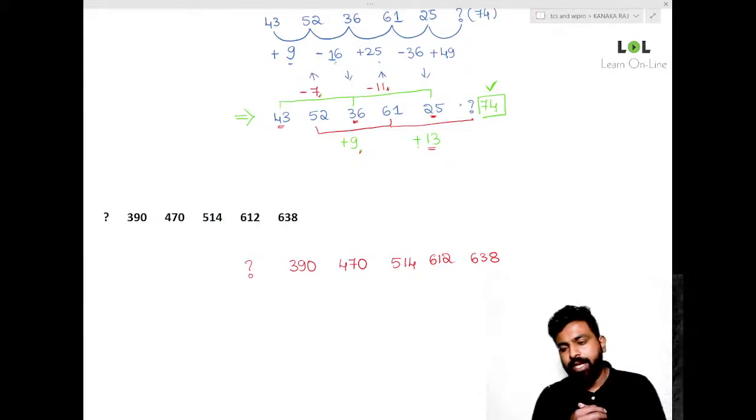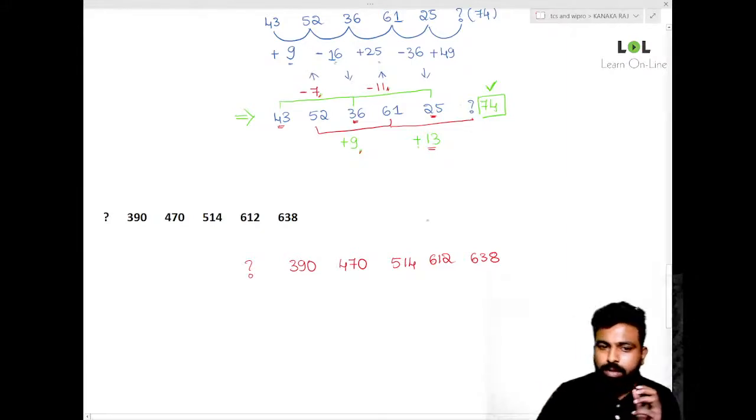Multiples of 18. Yes, the difference is multiples of 18. Now, if you observe this, what is happening? The numbers are slowly decreasing. If I look from my right hand side, the numbers are slowly decreasing, and if I look from my left hand side, the numbers are slowly increasing. So if I start taking the difference, what will be my first difference? 390 and 470. 390 plus 80 will give you 470.